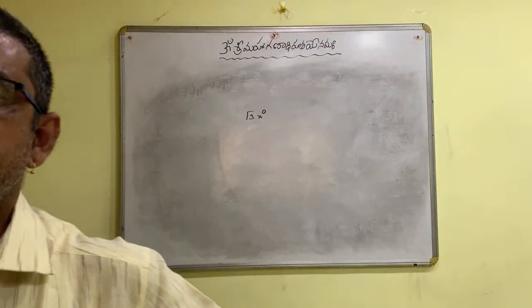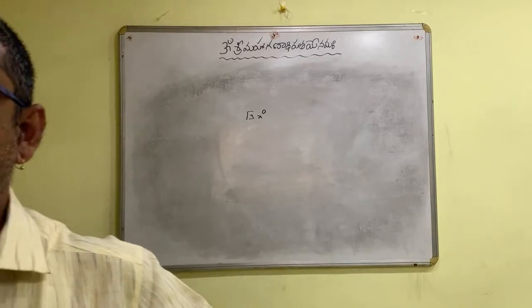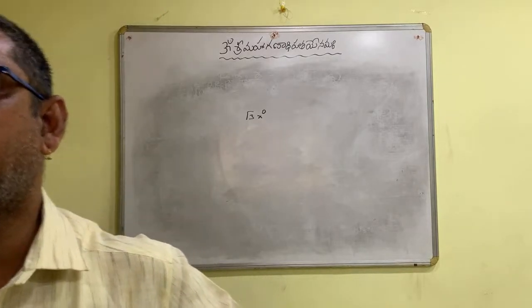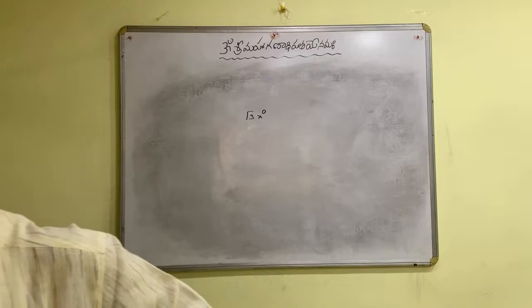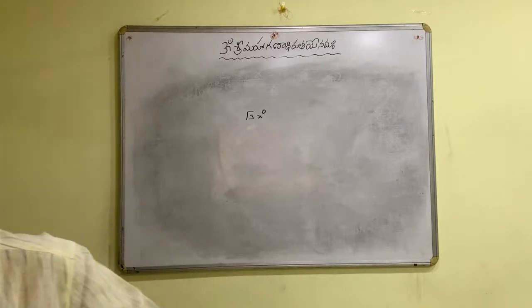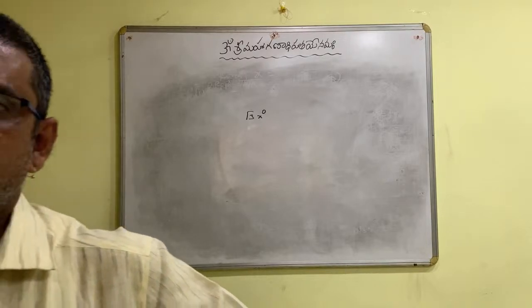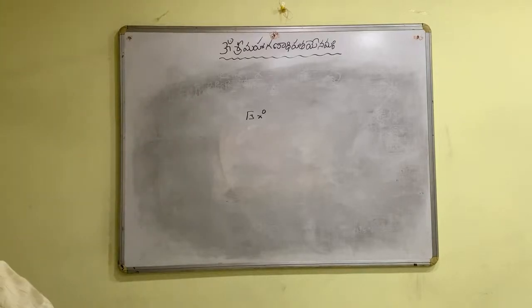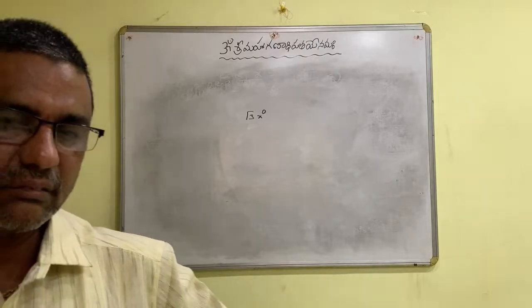Root 3 is a constant. It is a number. A number is called a constant polynomial. Any number we can call a constant polynomial. So a constant polynomial has degree 0. What is the reason? You can write root 3 like this, root 3 x power 0. So the degree of it is 0. 1 mark.